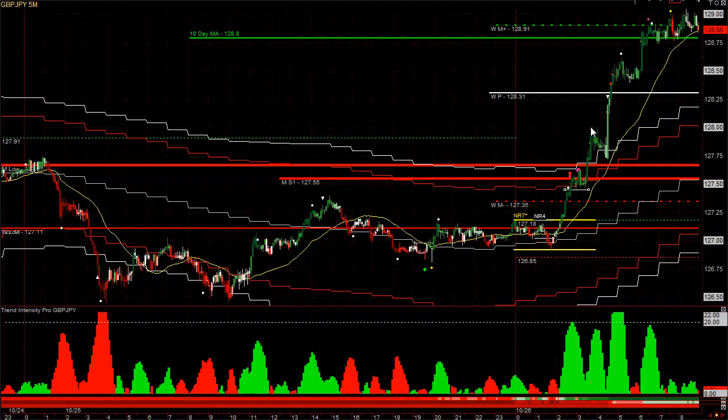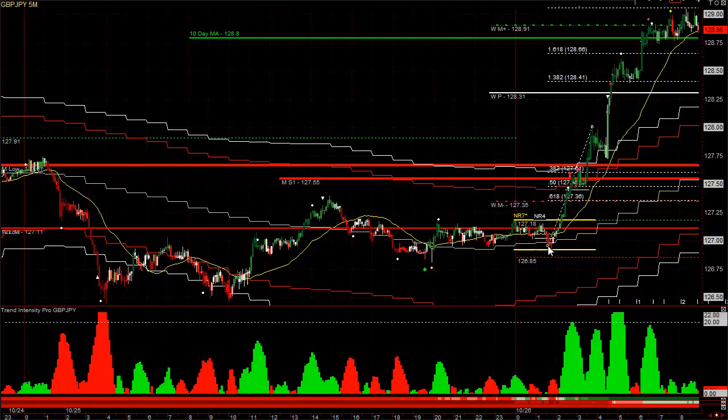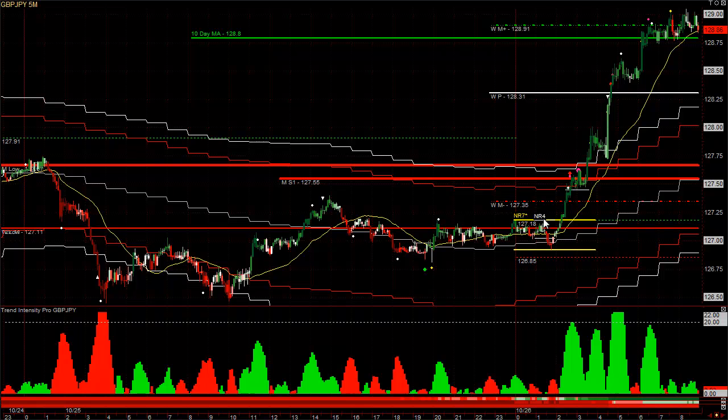Here was the first high of that move up. You draw your fibs on there, and you might look to get out of your second half of your position somewhere between the 1.382 and 1.618 Fibonacci profit target. This is absolutely a huge move.